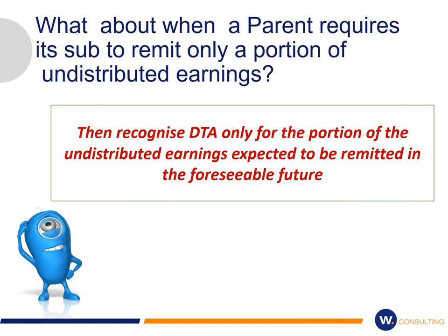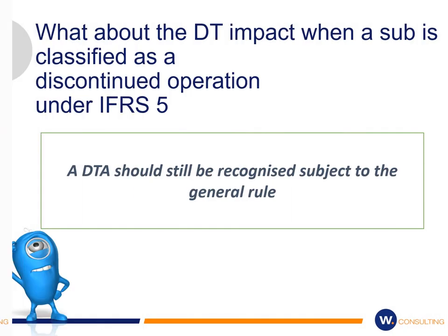What about when a parent requires its sub to remit only a portion of undistributed earnings? Then you recognize deferred tax for that portion of undistributed earnings expected to be remitted in the foreseeable future. So the sub has got reserves of $1 million US. We say that we expect in the next 12 months 100,000 of that will come through to us as a dividend and is going to have tax consequences. Then deferred tax at year end is going to be recognized to the extent of the 100,000.